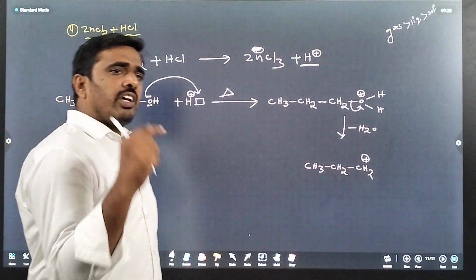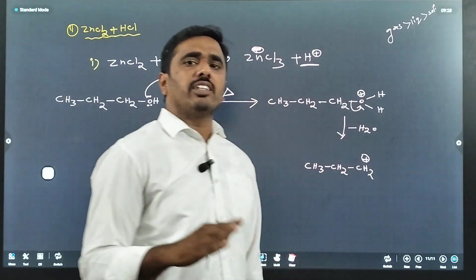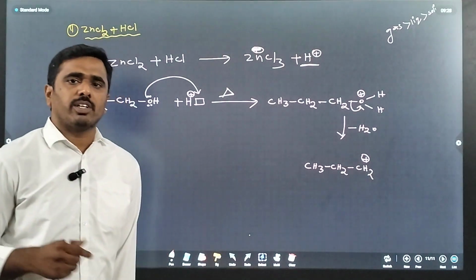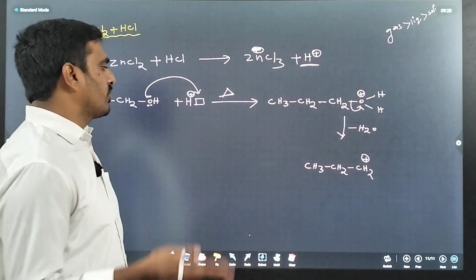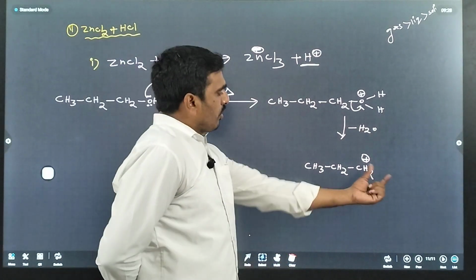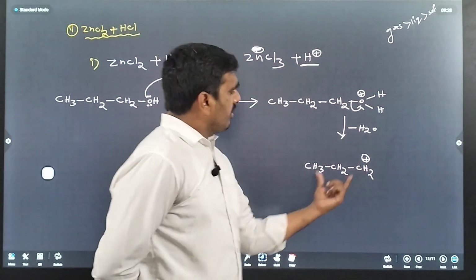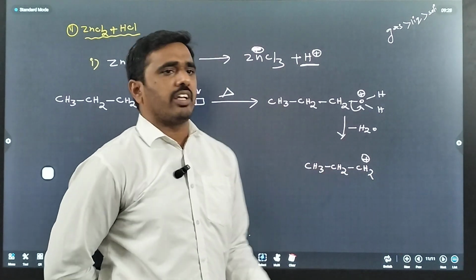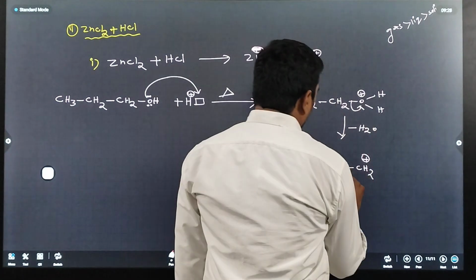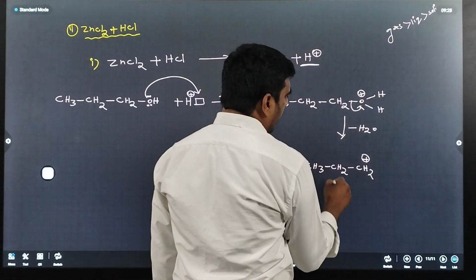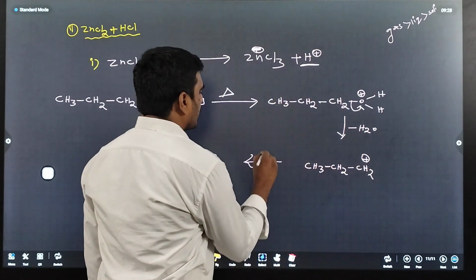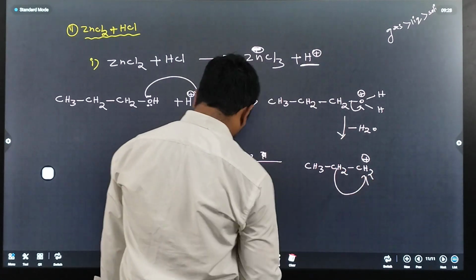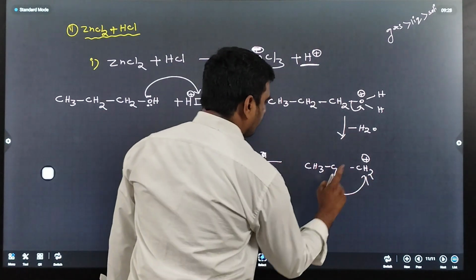So in any reaction, if a carbocation is formed as an intermediate, carbocation rearrangement takes place. That means a less stable carbocation rearranges to a more stable carbocation. Here this is a primary carbocation, and generally a primary carbocation is less stable when compared to a tertiary carbocation. So that's why one hydride ion is displaced towards here. So I can write it another way.